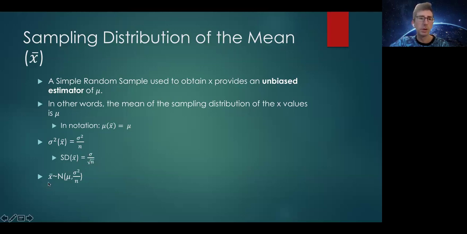So we can basically summarize this and say our sample means are normally distributed with a mean, or a center, of our population mean that we start with, and a variance of the population variance divided by our sample size.